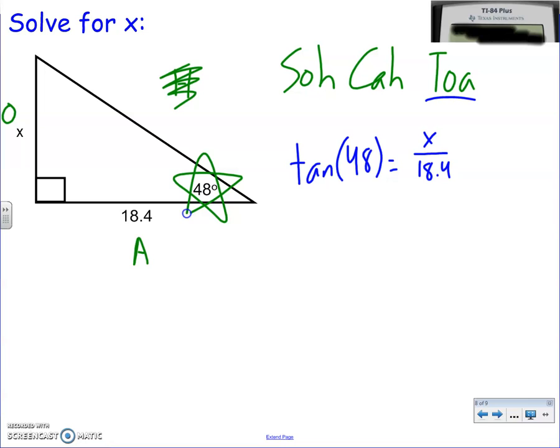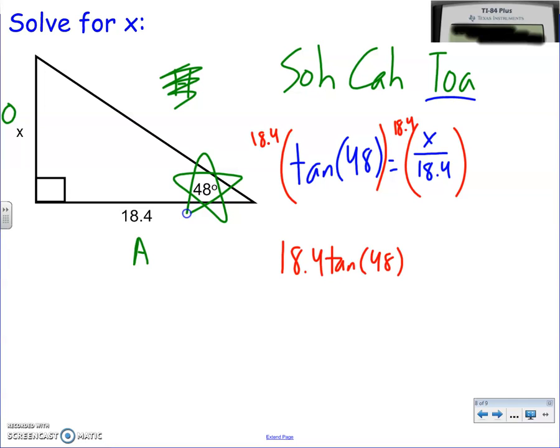Again, tangent 48 is some decimal that goes on forever that we don't know. Just leave it as is. Solve for x by multiplying both sides by the denominator, 18.4. On the left, 18.4 times tangent of 48 is just 18.4 tan 48. On the right side, the 18.4 cancels out, it's x. That is the exact form.